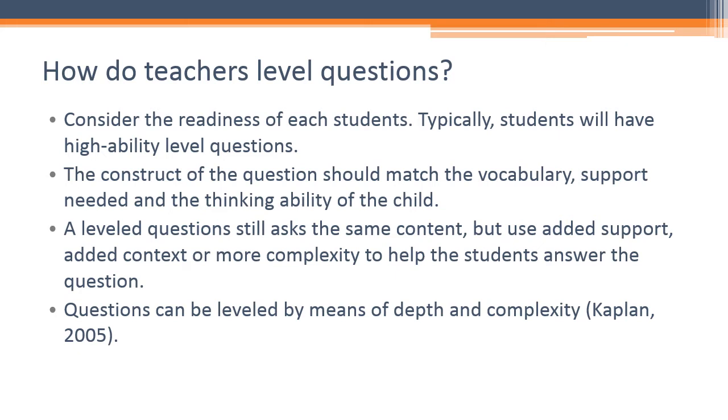Now, we have mentioned a while ago the leveling of questions. So how do teachers level questions? First, you need to consider the readiness of the child. For learners with gifts and talents, they have high ability. So you will give them questions that are also at a high ability level. So the higher order thinking questions. And the construct of the question should match the vocabulary support needed and the thinking ability of the child.